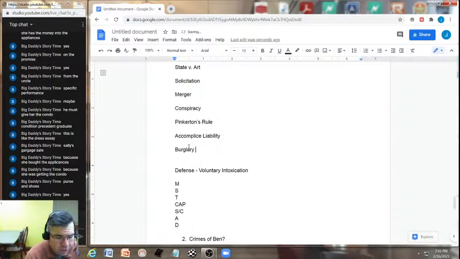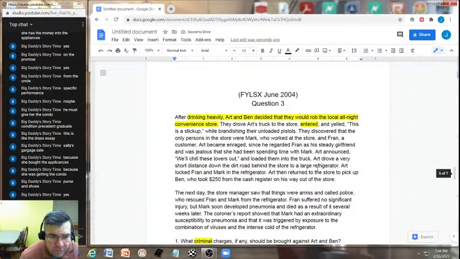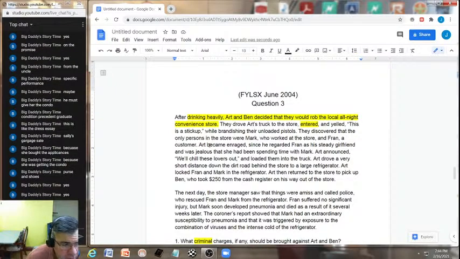Okay, now. And remember we're dealing with common law versus modern law. And I believe here, because of it being a convenience store, it would be the modern law here. So if I remember correctly, they yelled, this is a stick up, while brandishing their unloaded pistols. The aspect here would be that even though they present a threat, that threat to a person may be real, even though they may know they only have unloaded pistols.